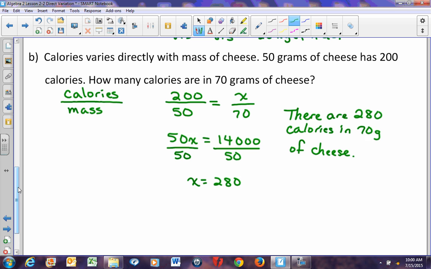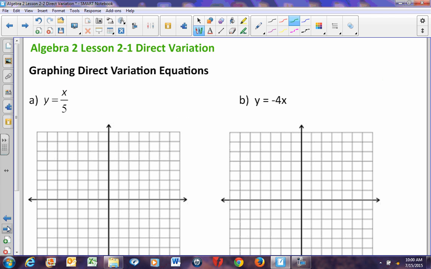Last but not least, we're going to graph direct variation equations, which are really simple to graph. The thing you must recognize is all direct variation equations must go through the origin. If they do not go through the origin, they're not direct variation equations. So we have y equals x over 5. There's many different ways you can do this. Some of you remember how to graph using slope-intercept. Some of you want to make a table of values. It really doesn't matter. Basically, y equals x over 5 is the same thing as saying y equals 1/5 x.